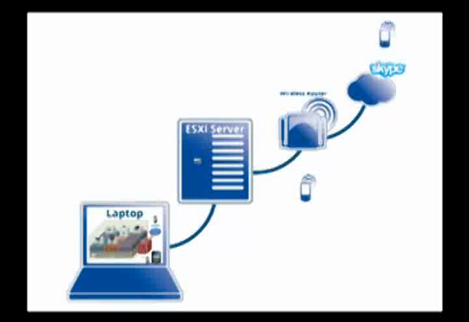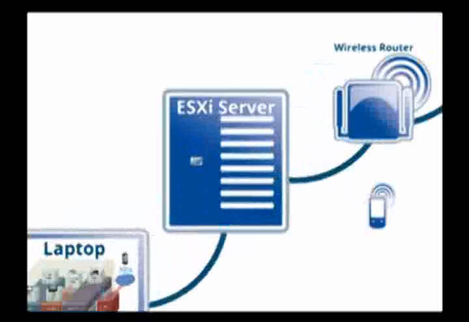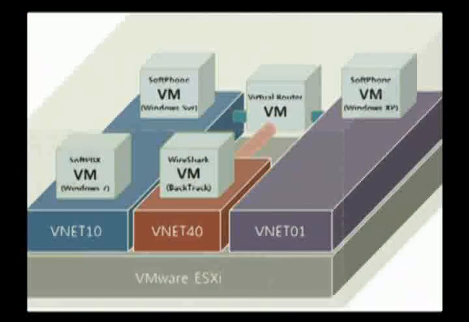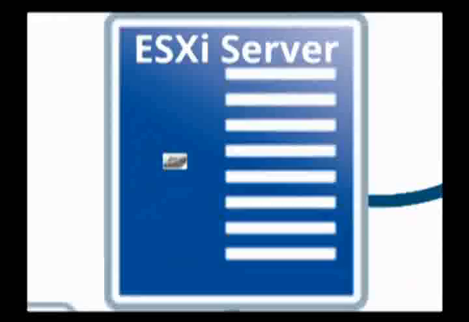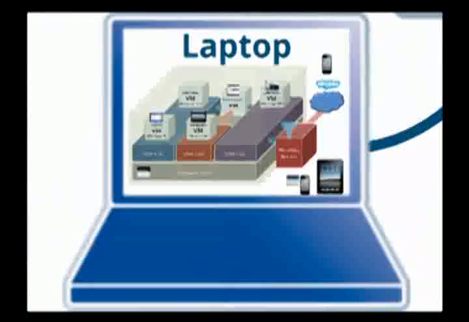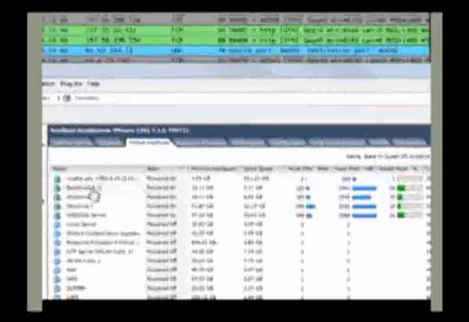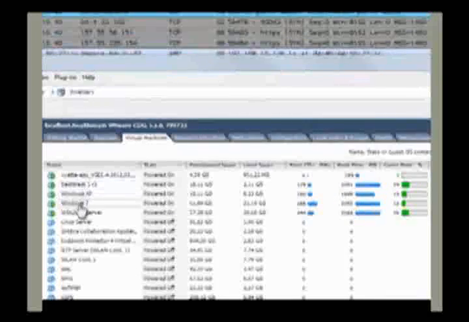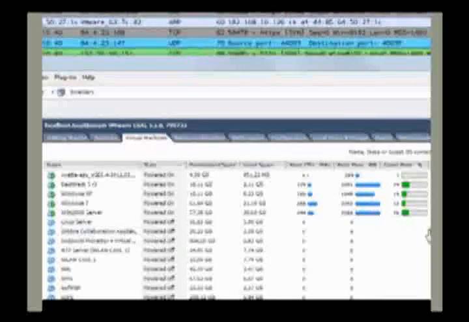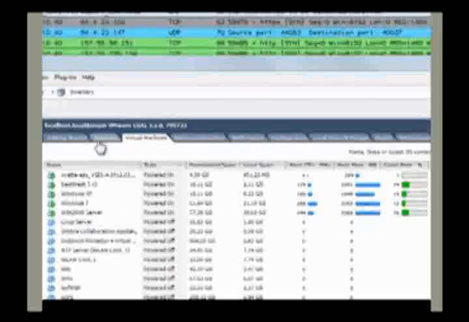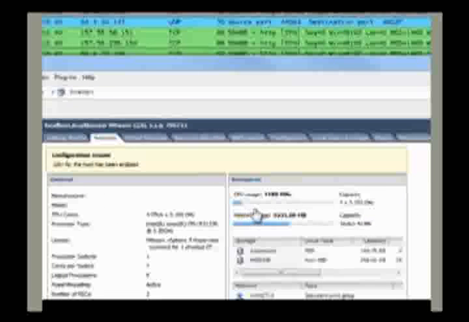Okay, this is block diagram for the test. The ESXi server has 5 virtual machines over the 3 VLANs. And we can see all of the tests at the laptop. vSphere client shows 5 virtual machines with their CPU and memory utilizations. And we can see the total CPU and memory uses also.